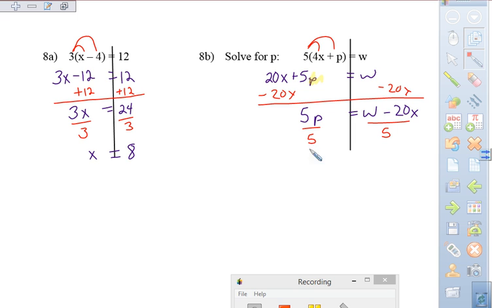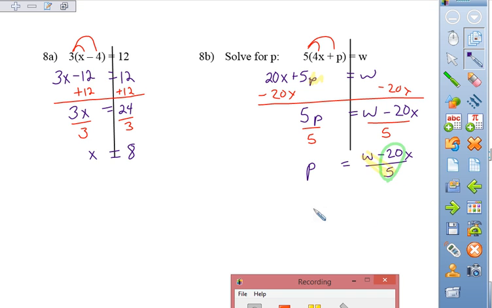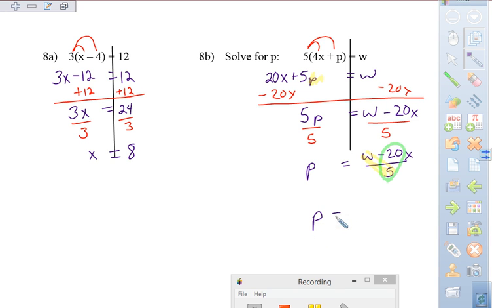And now p is by itself, and I get w minus 20x over 5. And then if I do distributive property and simplify, I get w divided by 5 minus 20 divided by 5 is 4x. And that would be your most simplified answer.